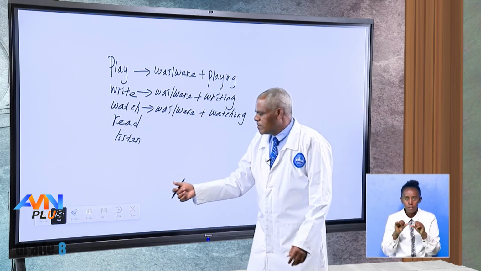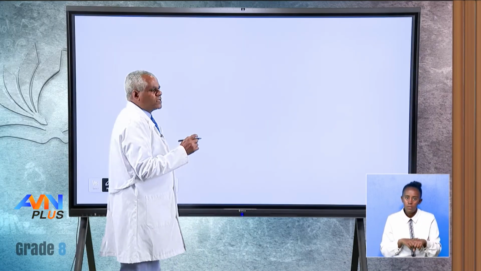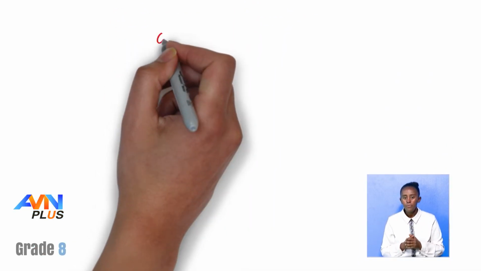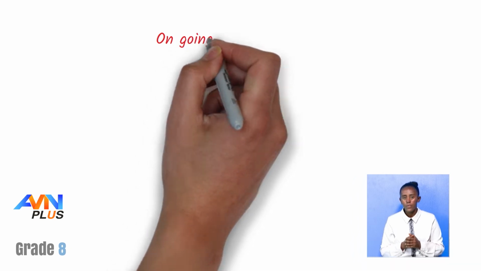Let's go and look at the main functions of past continuous tense. There are three functions of past continuous tense. Good. The first one is ongoing actions.